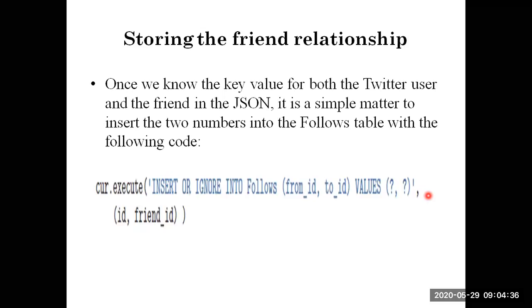What I need to do is have a friend relationship. So cursor dot execute insert or ignore into follows. Either insert or ignore: if it is there, just ignore. So from id, to id values. So this is the unique id, question mark, this is a unique id, friend id. Here just notice it.